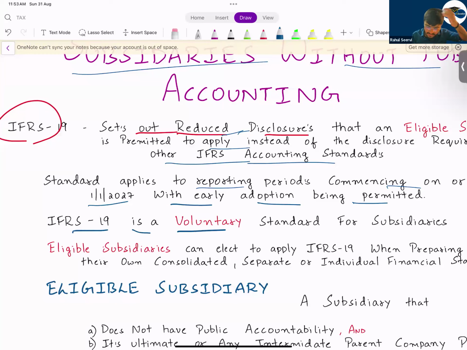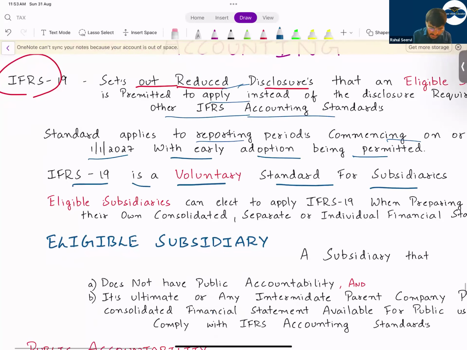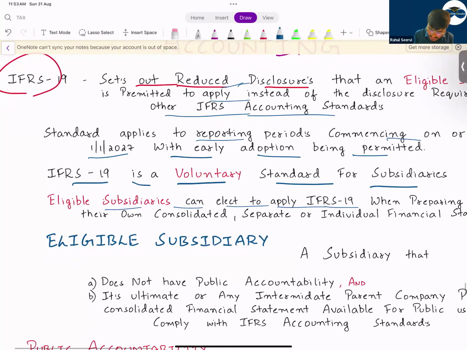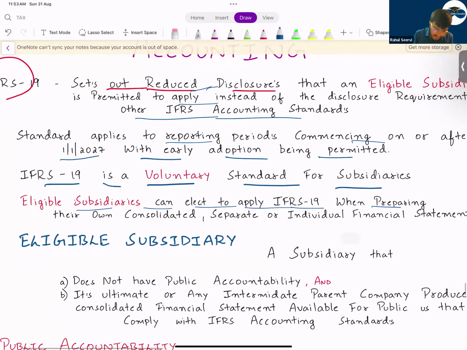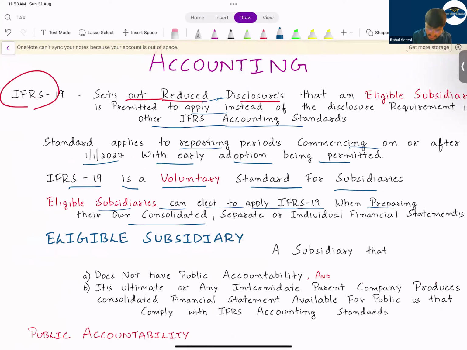IFRS 19 is a voluntary standard for subsidiaries. It's voluntary. If they want, they can choose. If they do not want, no issue. See, many companies will use this because it will save their cost. Eligible subsidiaries can elect to apply IFRS 19 when preparing either consolidated books, separate or individual financial statements. When it's an eligible subsidiary, whether preparing consolidated, separate or individual financial statements, they can apply this reduction of disclosure in each and every case.